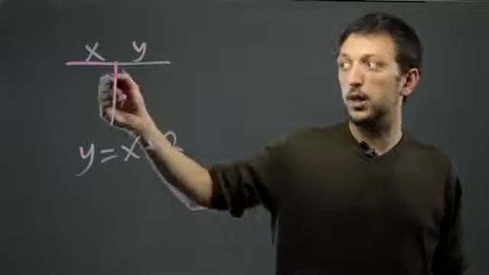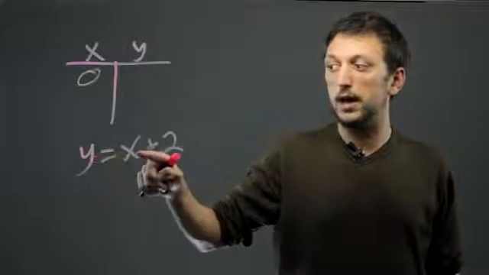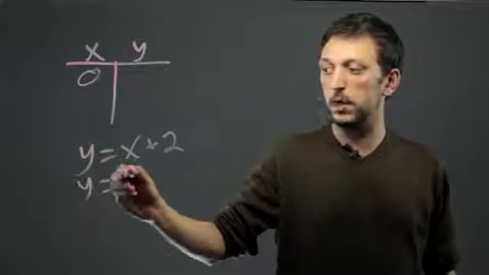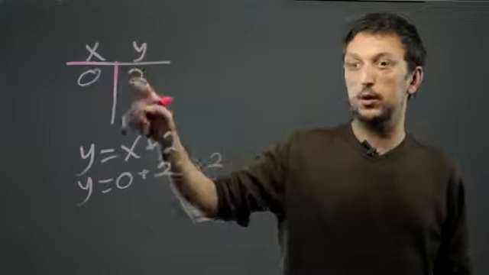We'll start with plugging in a value for x. Let's say x equals 0. So then we're saying y equals 0 plus 2, which equals 2. So we put 2 up here.